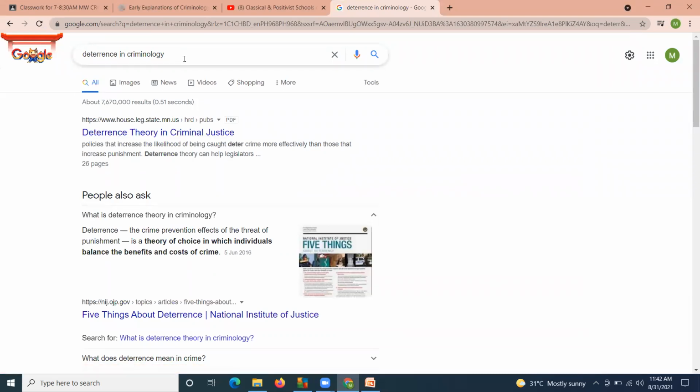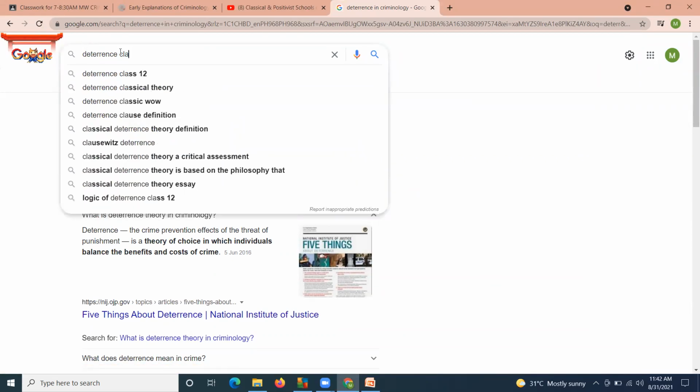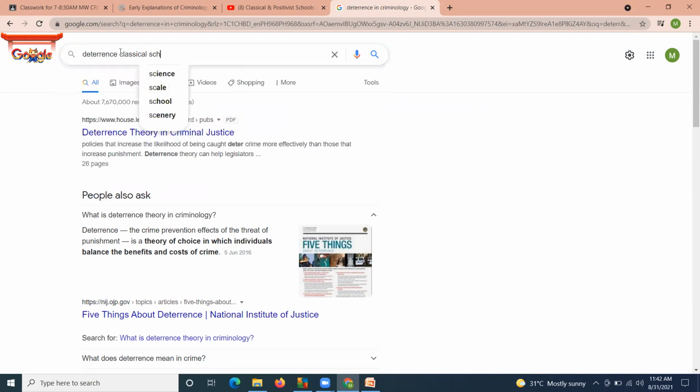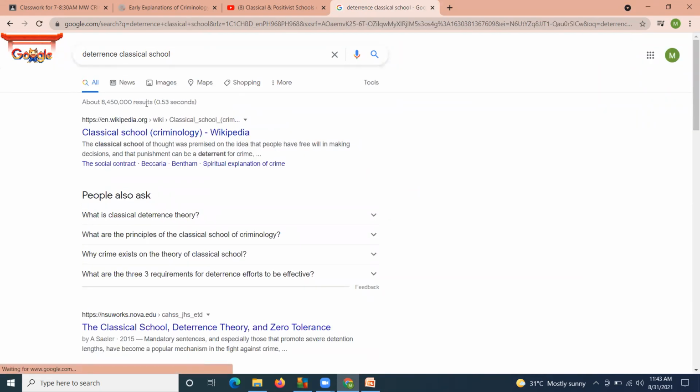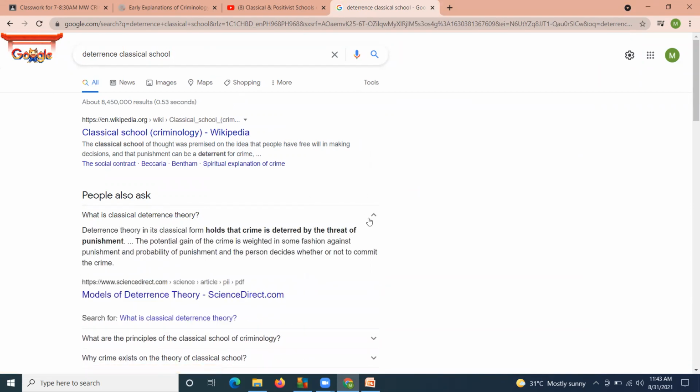Okay, deterrence. So when you say deterrence, it is a theory under classical form that holds that crime is deterred by the threat of punishment. So the potential gain of crime is weighed in some fashion against punishment and the probability of punishment, and the person decides whether or not to commit a crime.